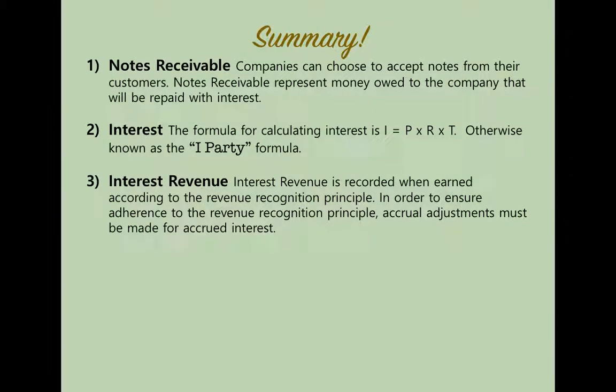So, in summary, notes receivable. Companies can choose to accept notes from their customers. Notes receivable represent money owed to the company that will be repaid with interest. Interest: the formula for calculating interest is I, interest, equals principal times rate times time. P times R times T. And so we can call this the I-party formula. I-party is a way to remember.